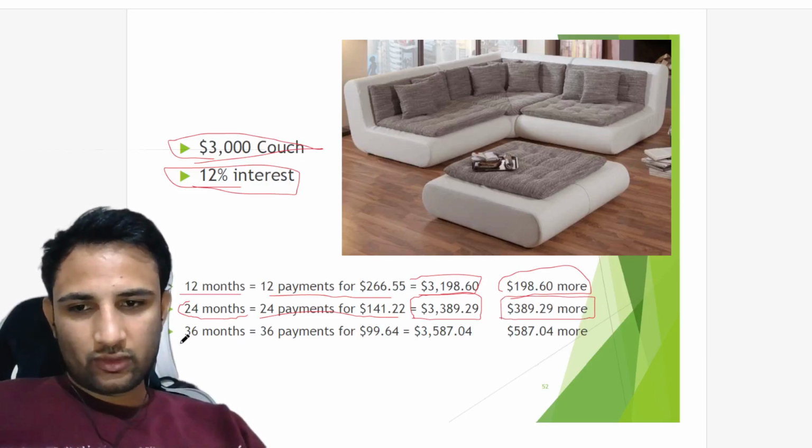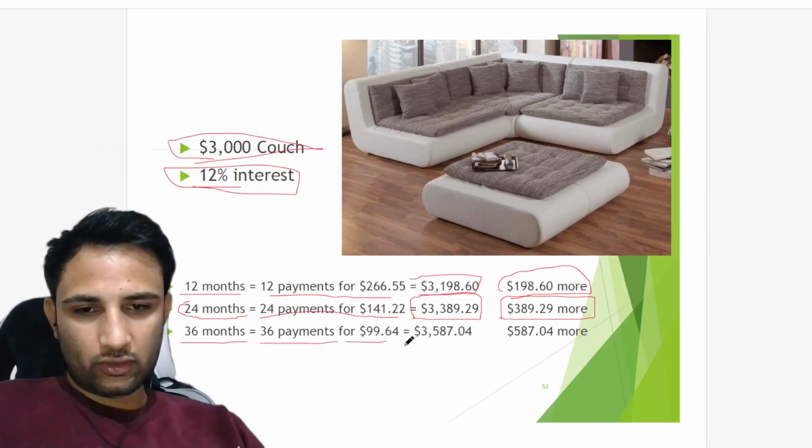So if the person takes out a loan for 3 years, that is 36 months, then there will be 36 payments and each payment will be $99.64. The final amount that a person will pay back is $3,587.04, which is $587.04 more than the principal amount.